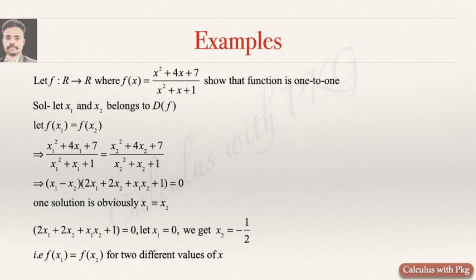So we get f of x1 equal to f of x2 when x1 is 0 and x2 is minus half. That means the function's values are the same for two different input values. So the function is not 1 to 1.